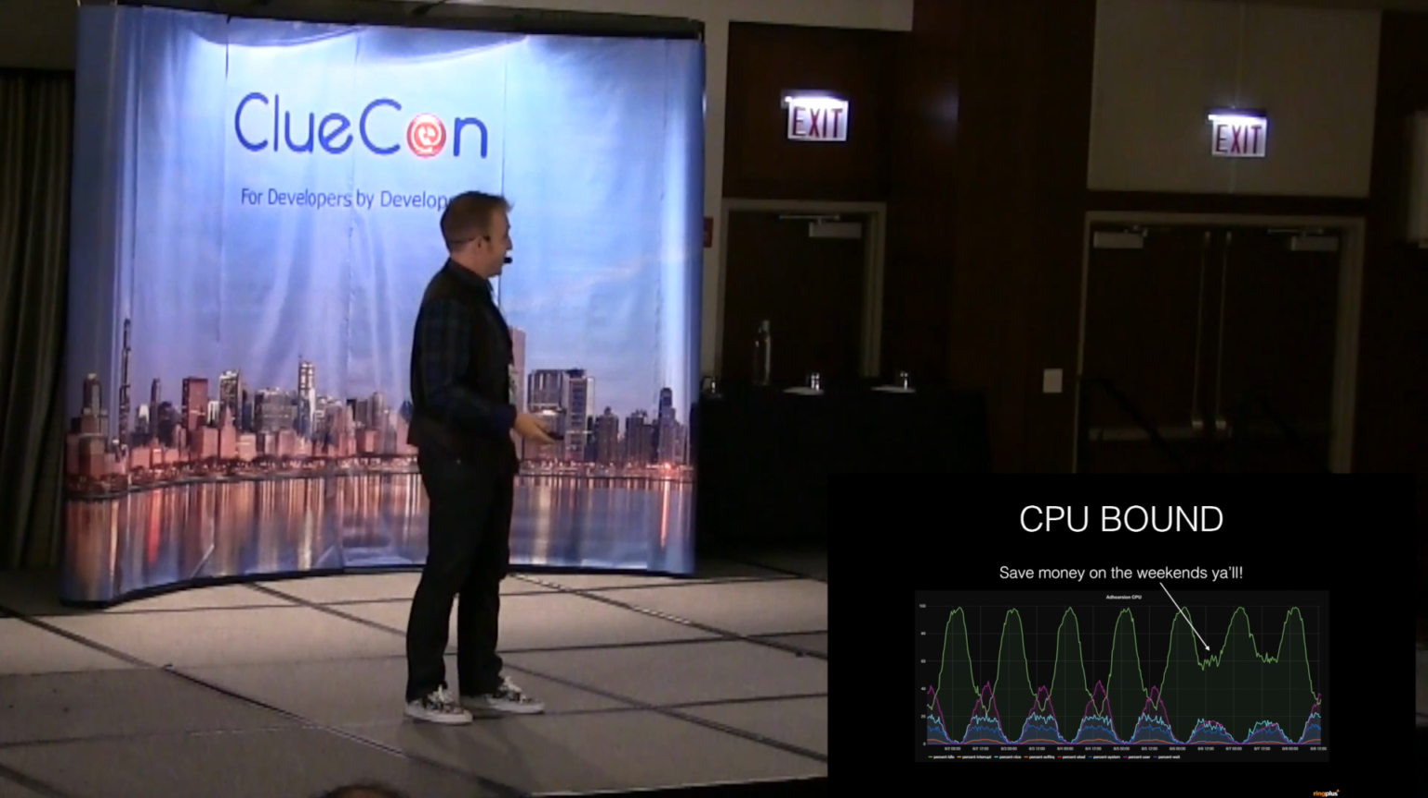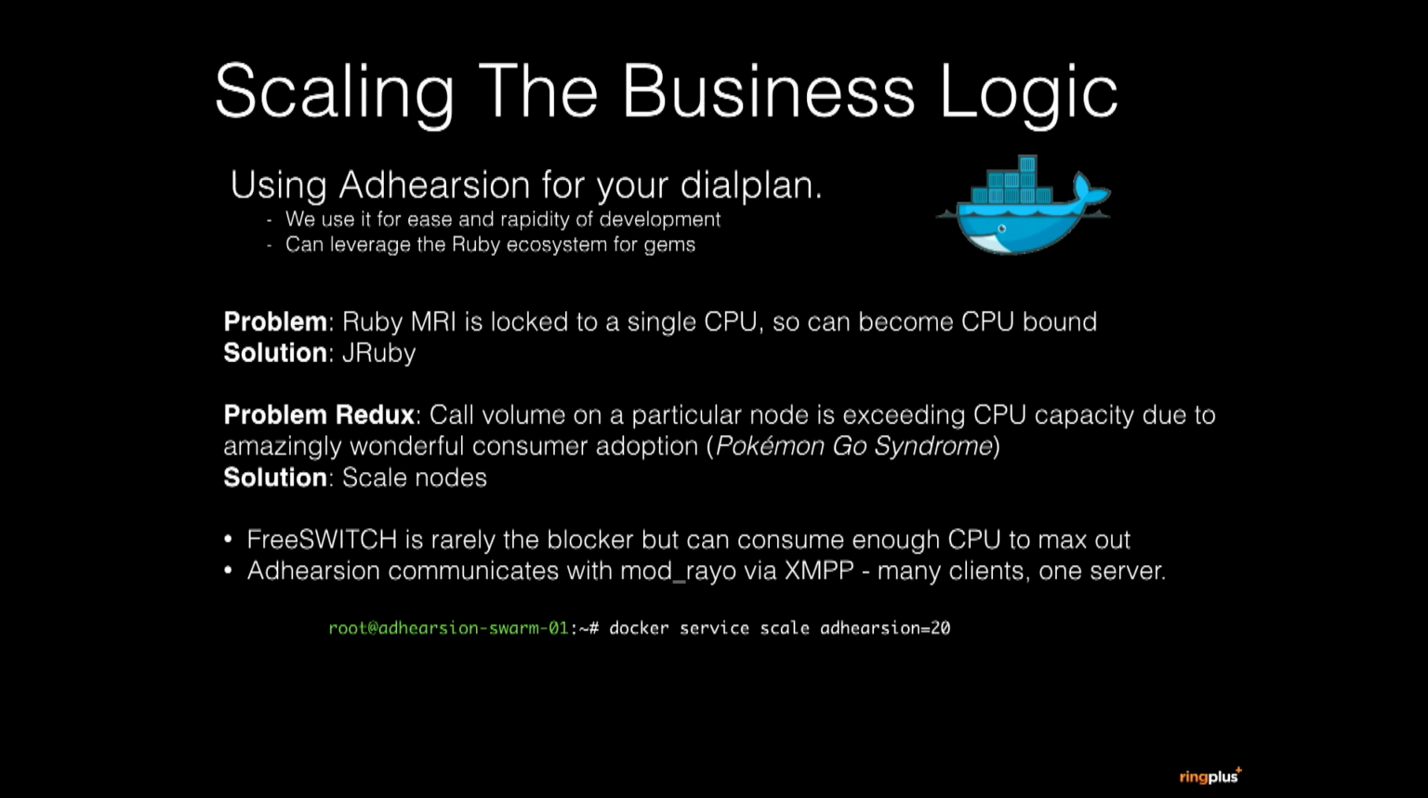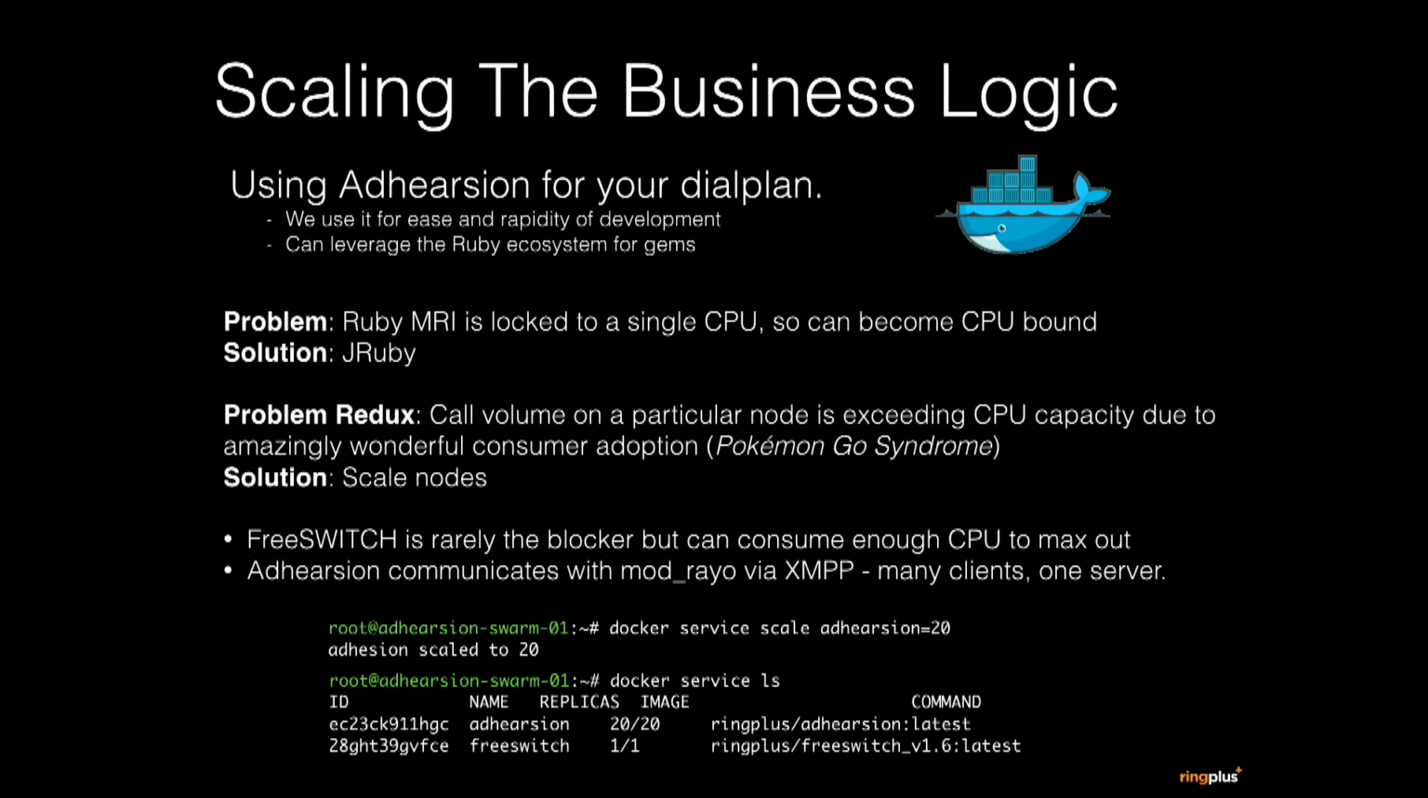So anyway, if you wanted to scale this up, once you have your Docker cluster running, you can literally just say docker service scale adhesion 20, and it scales to 20 nodes. You can look at it, and you can see that suddenly there's 20 running, and there's one FreeSWITCH running, and they all just work together. You can do that across multiple data centers. You can have all kinds of fun stuff.